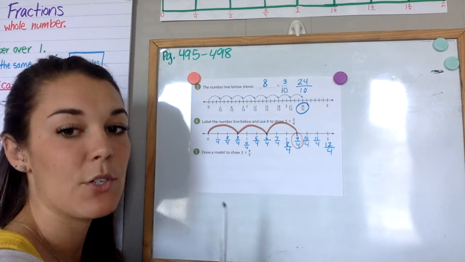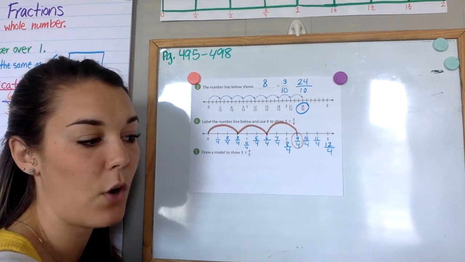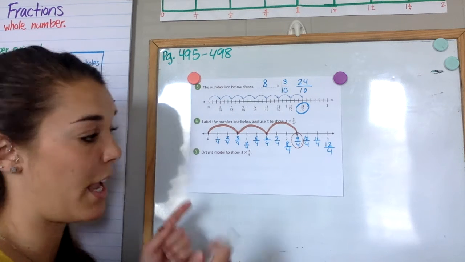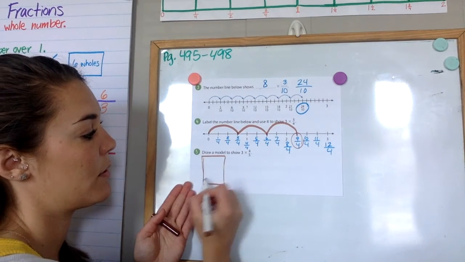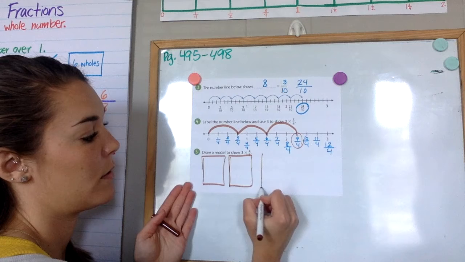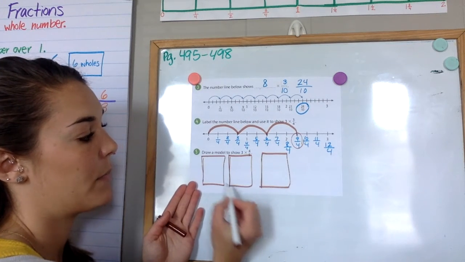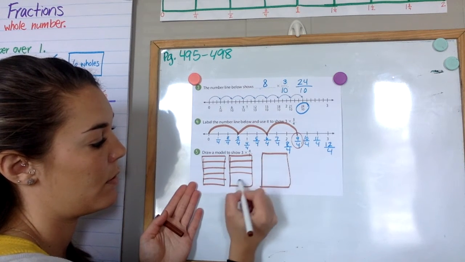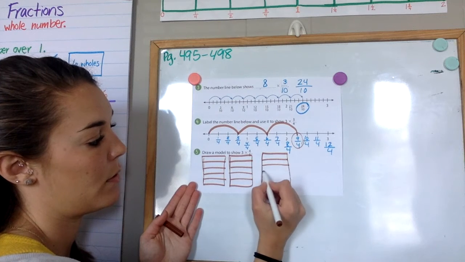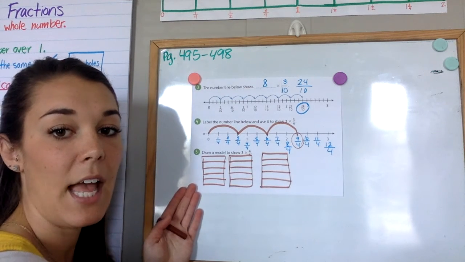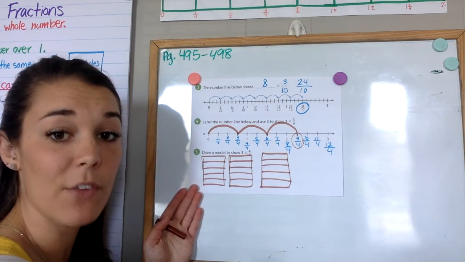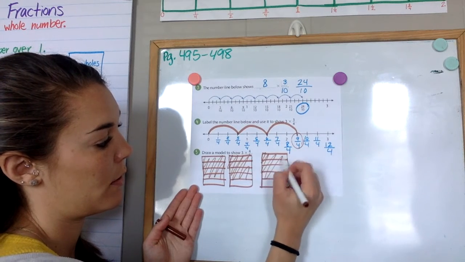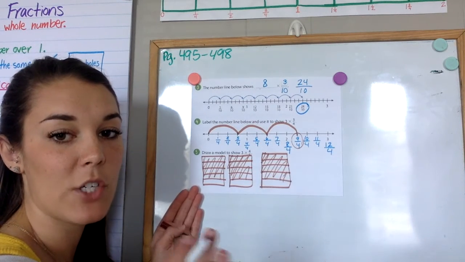All right. Draw a model to show 3 times 4/5. So that means I need 3 things that are each split into fifths. Okay? I need to split these into 5. Okay. And now each of these has to have 4 of the fifths shaded. Pause me if you need to catch up.